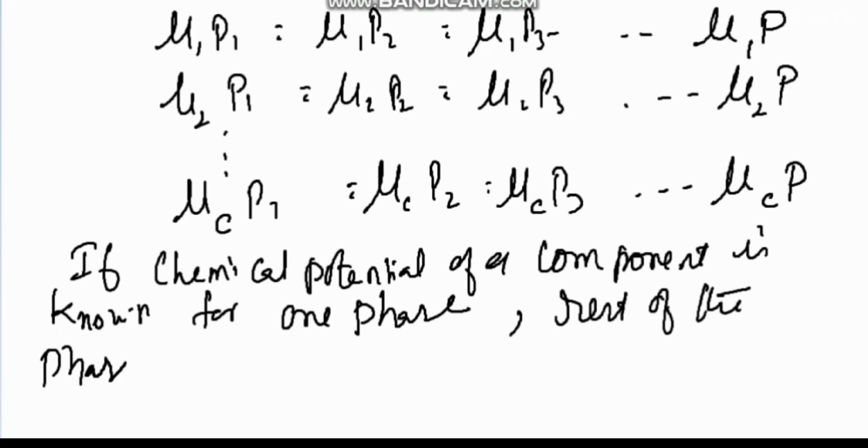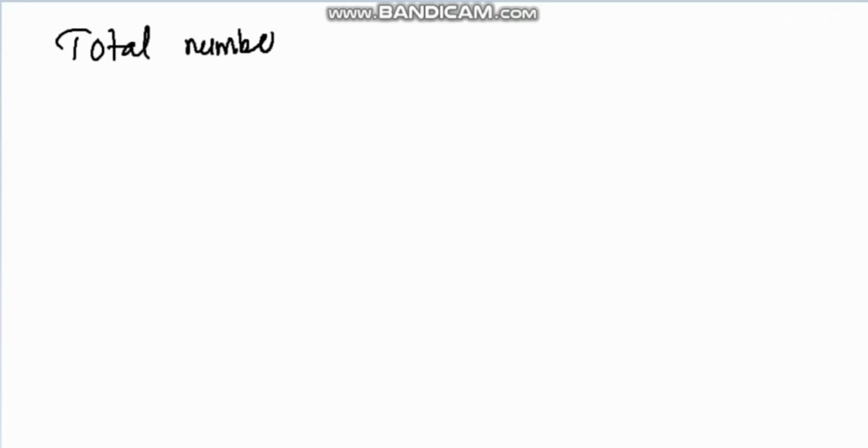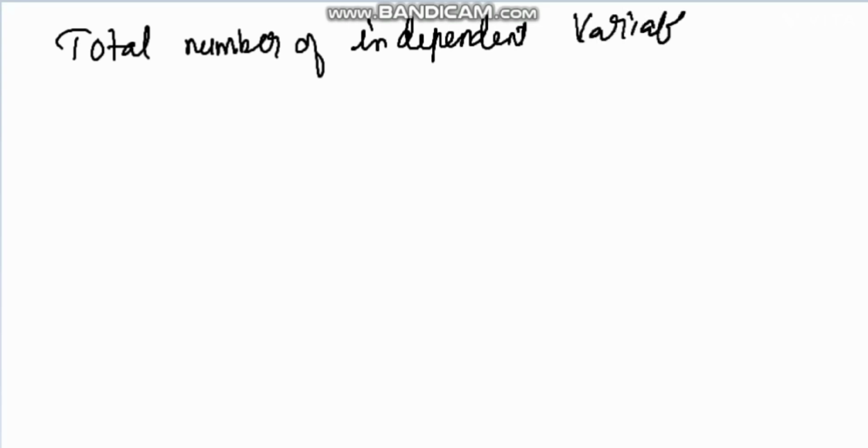So that P minus 1 into C has to be subtracted from the number of independent variables. So finally the total number of independent variables will be equal to C minus 1 in bracket into P, or P into C minus 1, plus 2, minus P minus 1 in bracket into C.